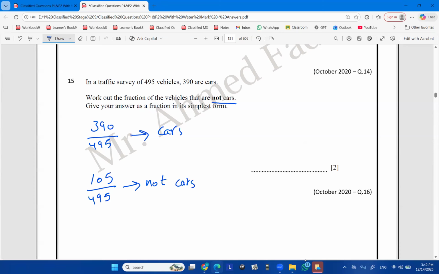right? Good. Is it that simple, Mr.? Yes, it is that simple. The rest of the vehicles are not cars. So now what are we supposed to do? You're supposed to write this in its simplest form. Divide by 5. Divide by 5. You're going to find that this is 21 over 99. So 21 over 99.